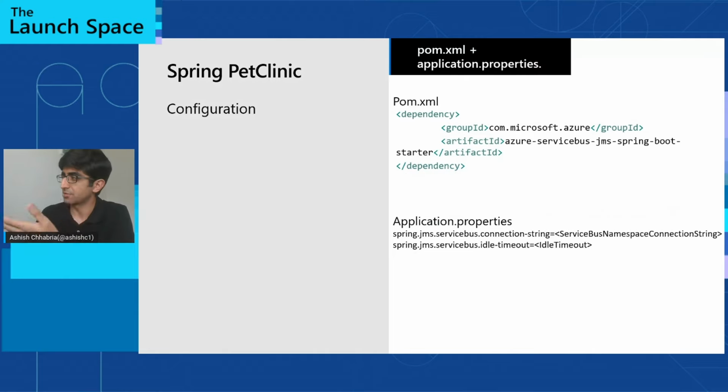Then we have the configuration. Like I mentioned, all I did was plug in the JMS, Azure Service Bus JMS Spring Boot starter, and along with that, the appropriate application properties, and we were good to go.